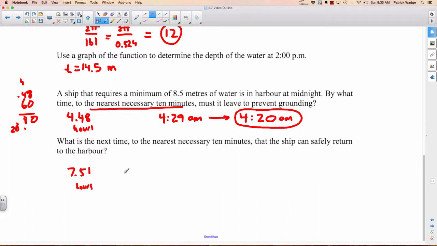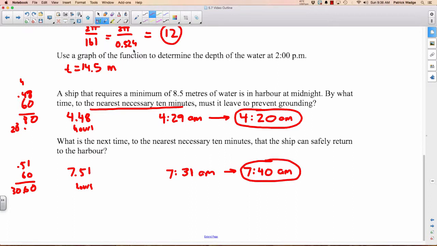Well, the 7 hours means it's 7 in the morning, but we've got to figure out the minutes. So 0.51 this time of an hour. So that's 0.51 times 60, 30.6. So let's call it 31. At 7:31, he can return. So again, we want to round this to the nearest 10 minutes. And again, what a lot of people are going to say is the nearest 10 minutes is 7:30. But at 7:30, can he come back in? No, the water level is not deep enough at 7:30. So he's actually going to wait all the way to 7:40, if he's going to go to the nearest 10 minutes, and that's 7:40 a.m.